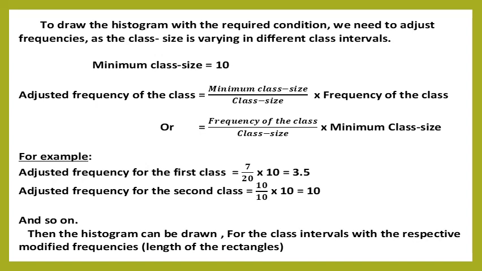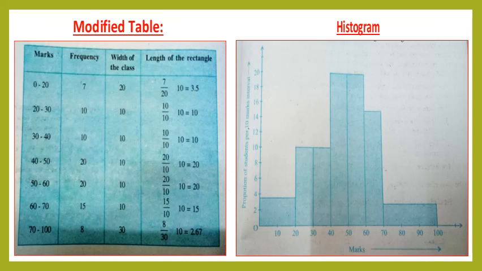The adjusted frequency for the second class is equal to 10 divided by 10 into 10. Here the frequency is 10, class size is 10 and the minimum class size is also 10. Therefore 10 by 10 into 10 is equal to 10, and so on. We can find the adjusted frequencies for the remaining classes also. Then the histogram can be drawn for the class intervals with the respective modified frequencies taken as the lengths of the rectangles. Now we get a modified table as follows.